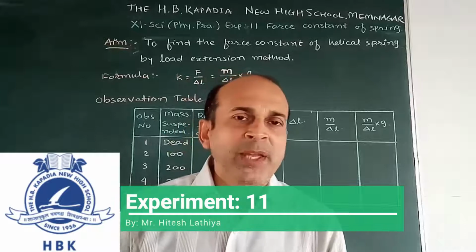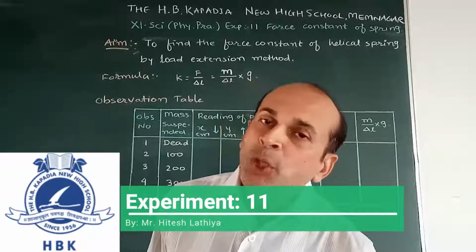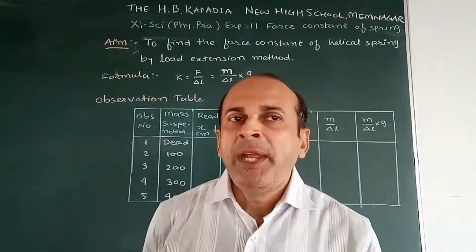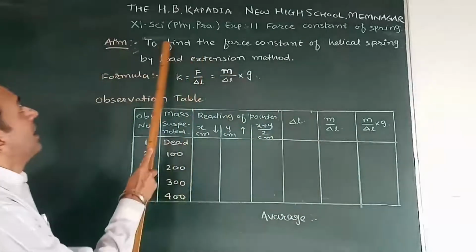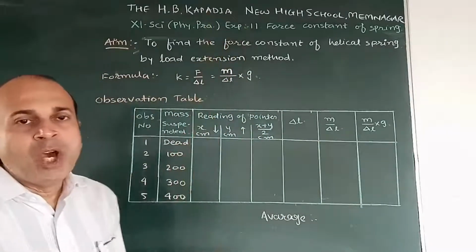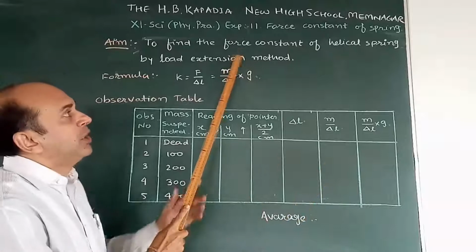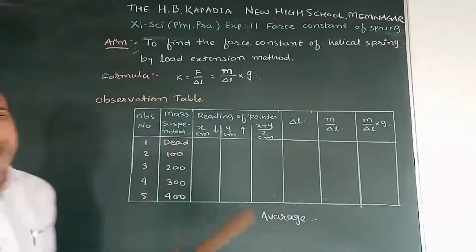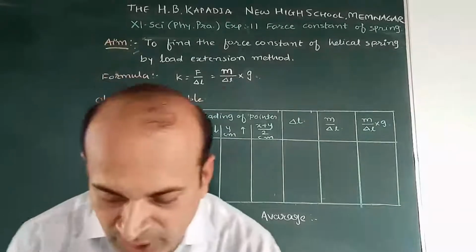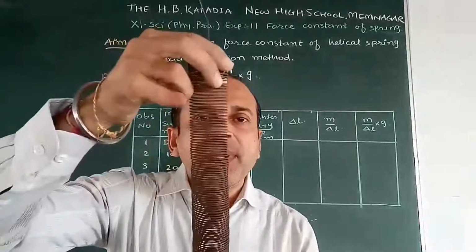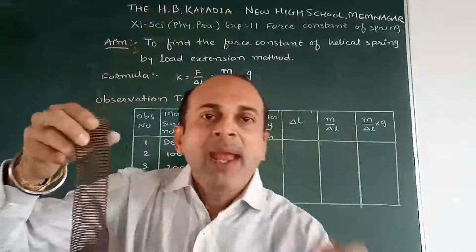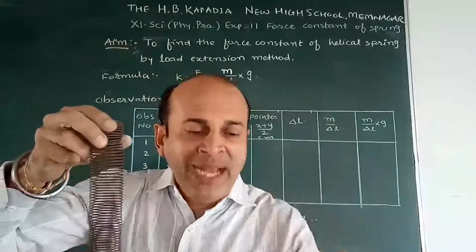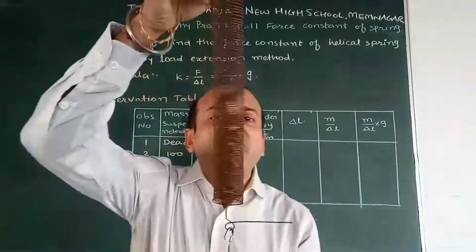Okay, let me start the new physics practical. Experiment number is 11. Our aim is to find the force constant of the spring by load extension method. So here we have a spring, and as you give some load at the end of the spring, extension will happen there.